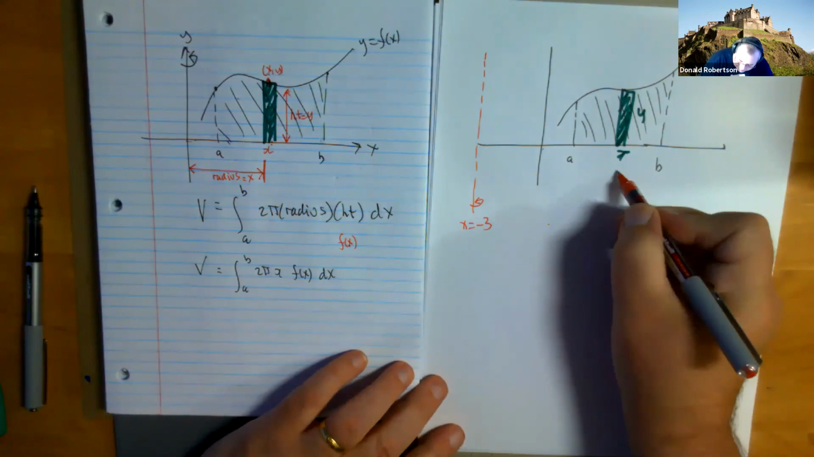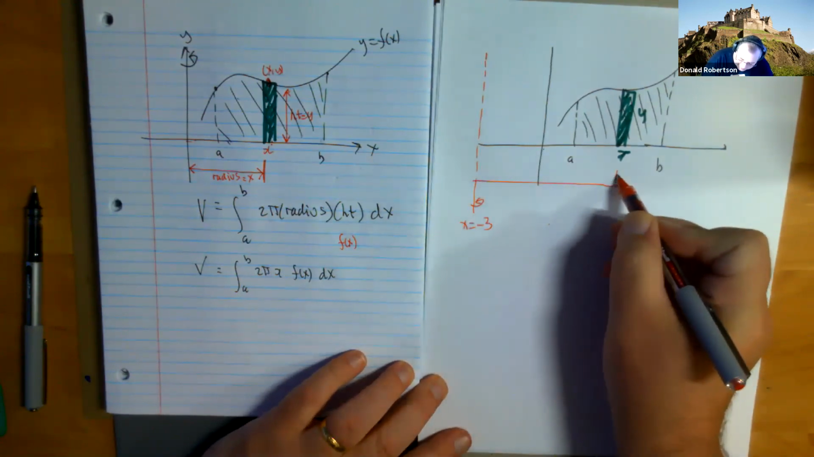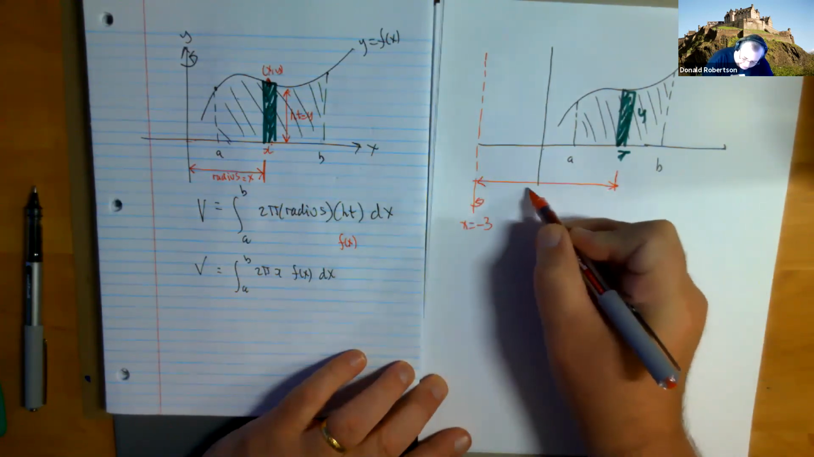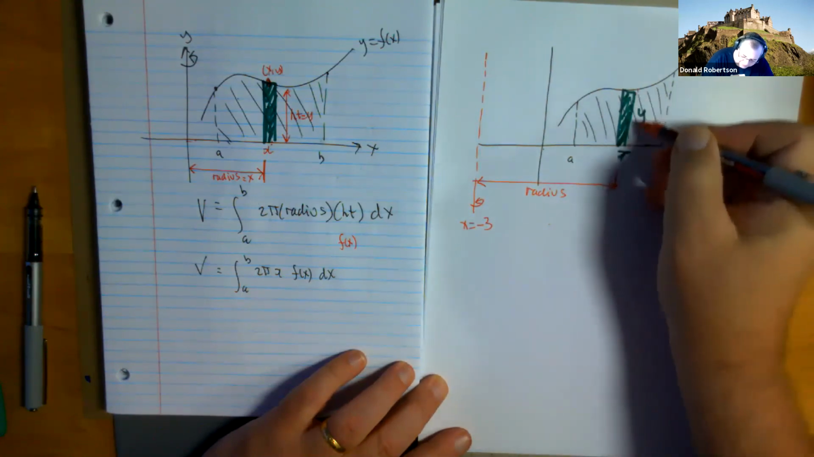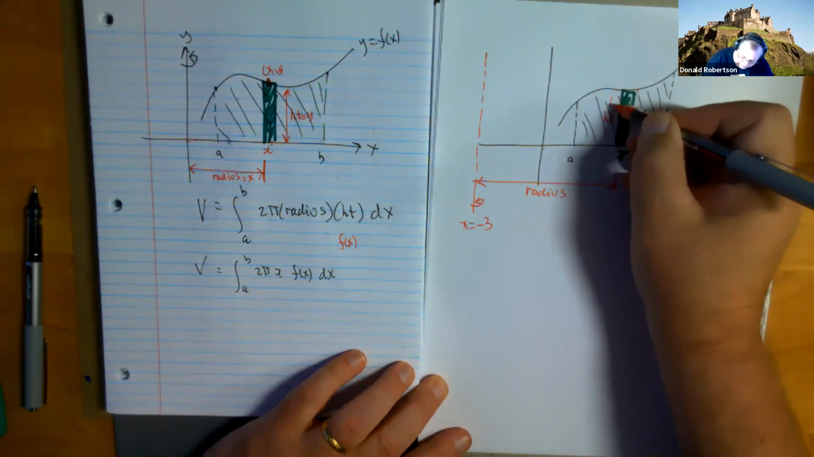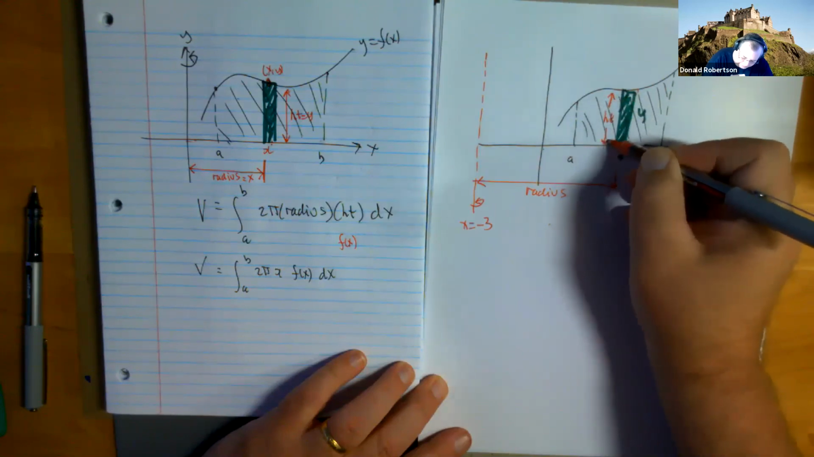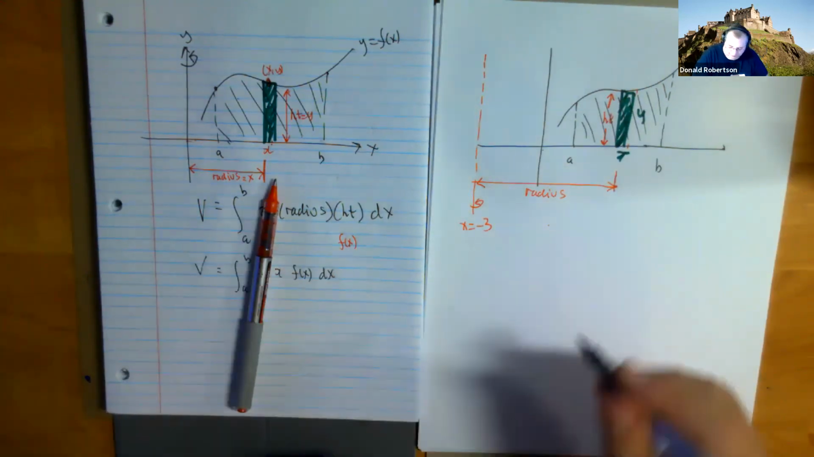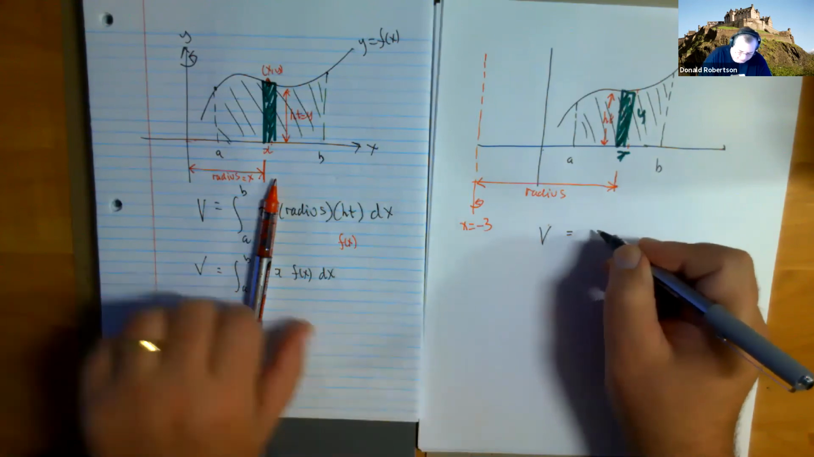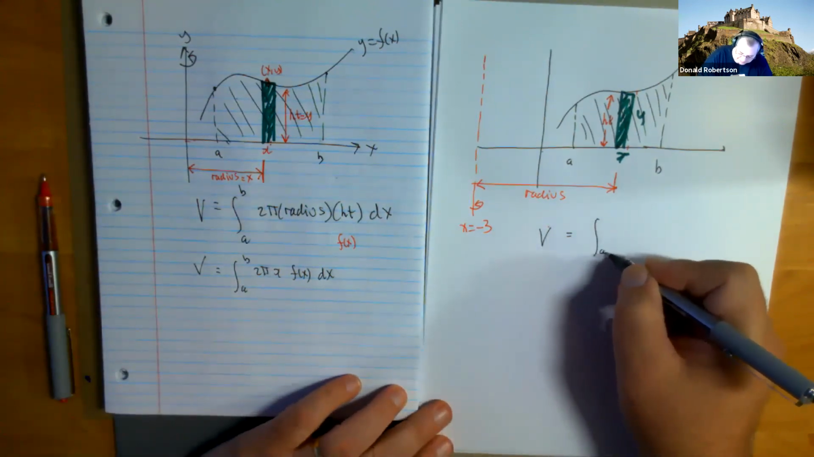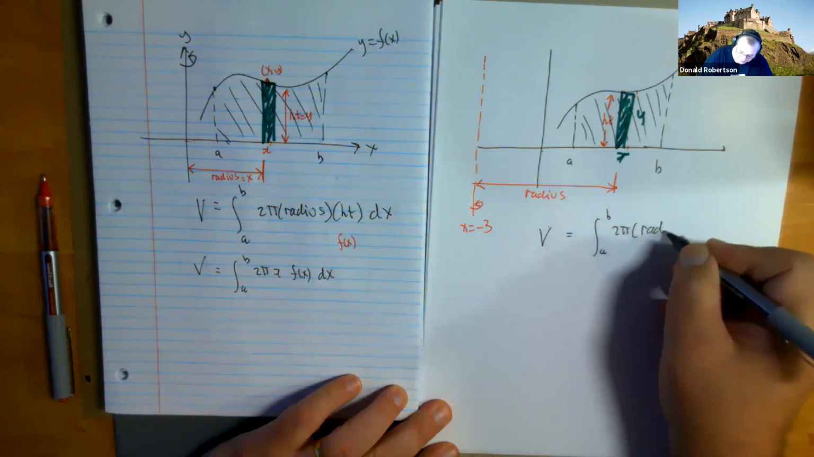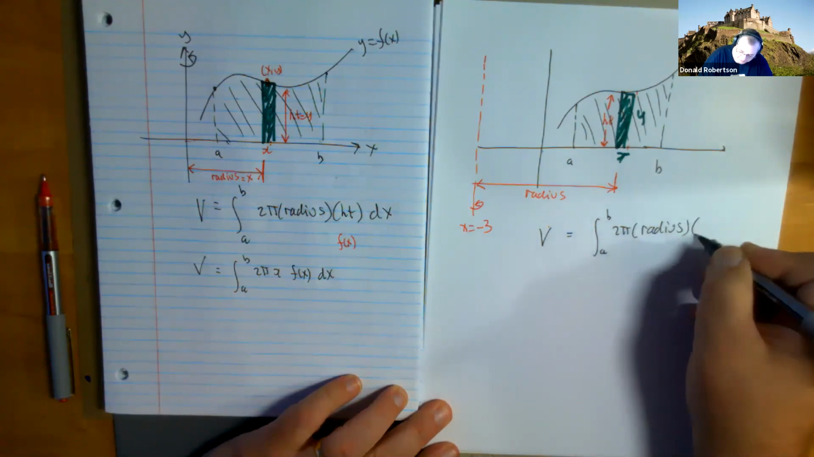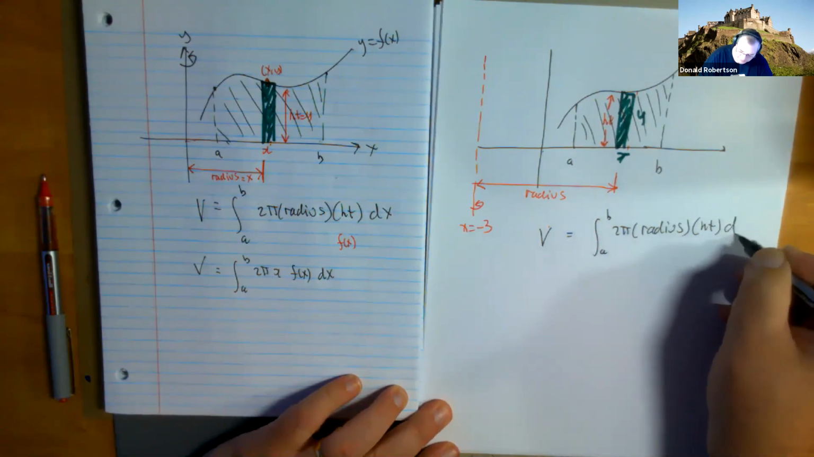The radius is that distance there. The height is that guy. So the volume is going to be the integral from a to b of 2 pi radius height dx.